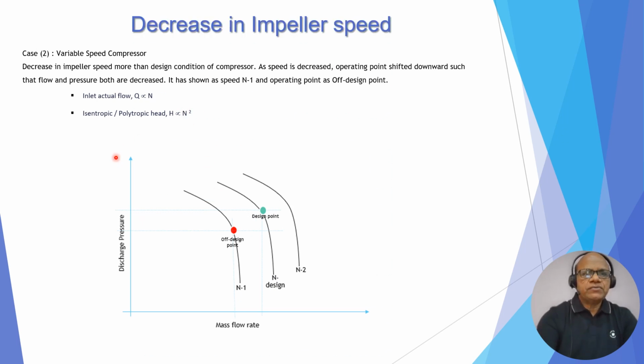Now take the case when the speed has decreased, same thing. Now let's say it has moved to N1, which is lower than N design. So lower flow and lower pressure because Q is proportional to N, H is proportional to N square. Because of reduction of the speed, the operating point has shifted downward, and that is why lower flow and lower pressure.